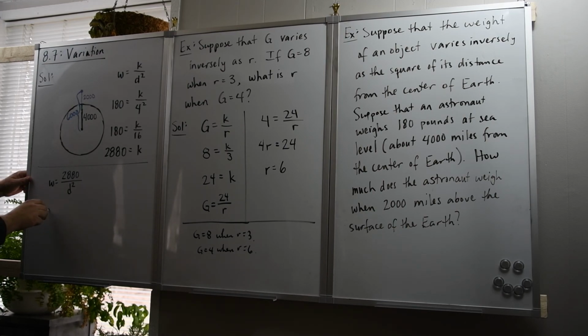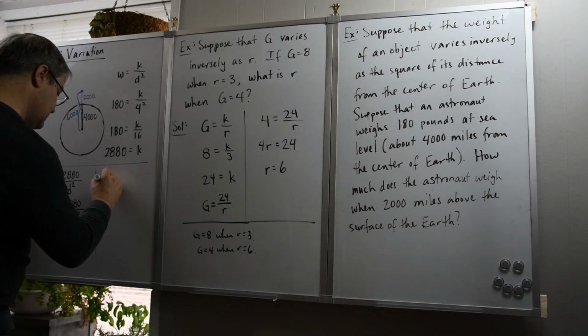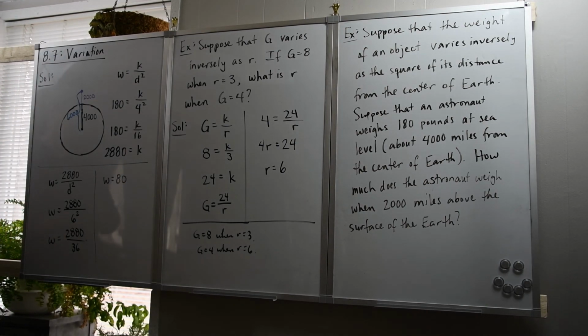So what we'll do here is we'll have W is equal to 2,880, and we'll put that over 6 squared. So we're plugging in 6 for d. Well, that's the same thing as W is equal to 2,880 divided by 36. And if you take the 2,880 and divide it by 36, what you get is W is equal to 80. And so from this, we arrive at the conclusion that the astronaut weighs 80 pounds when the astronaut is 2,000 miles above the surface of the Earth.